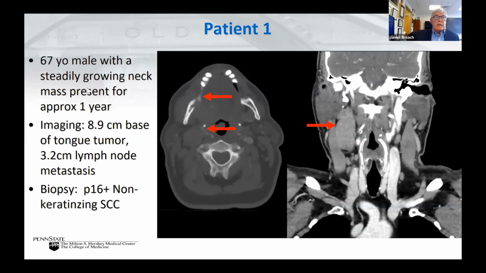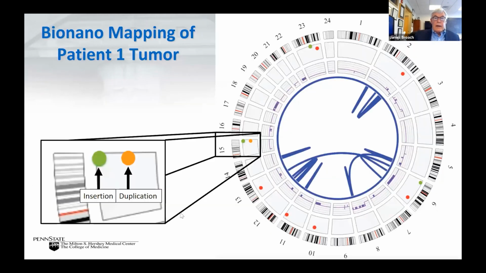The first case we looked at is a 67-year-old male with a mass that you can readily see here at the base of the tongue. From biopsy, it was P16 positive, suggesting that it was HPV positive. From whole genome sequencing, we were able to identify hybrid reads that were partially HPV and partially human genome sequence, and the human sequences adjacent, contiguous to the HPV mapped to chromosome 15. When we looked by optical genomic mapping at that region of the genome, we could see an insertion and duplication.